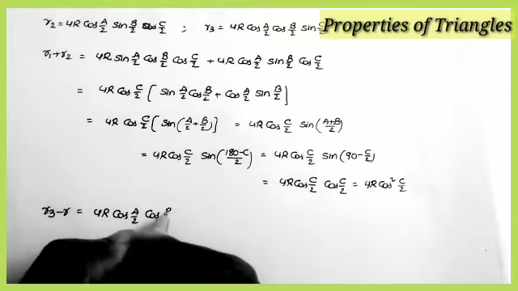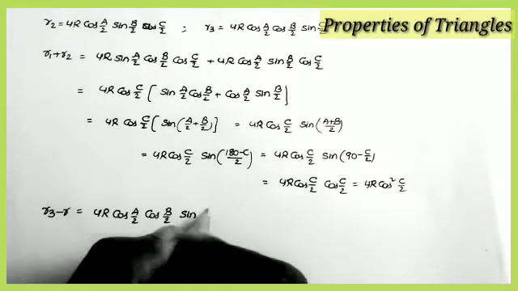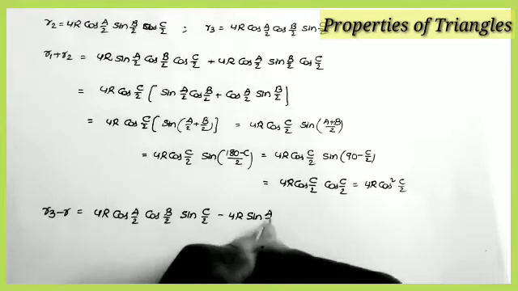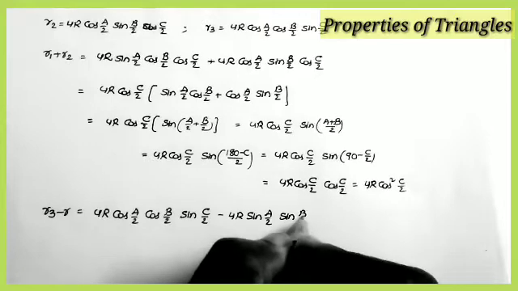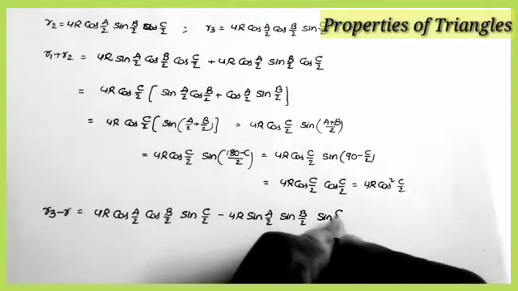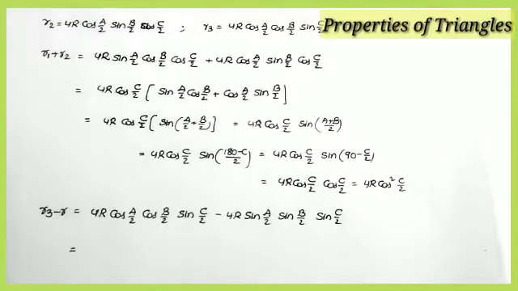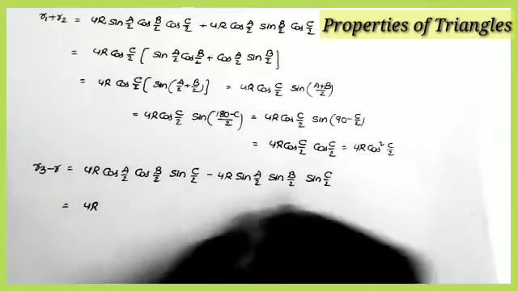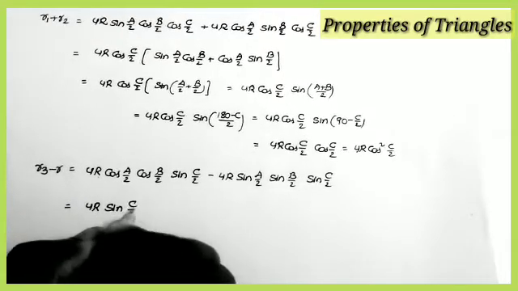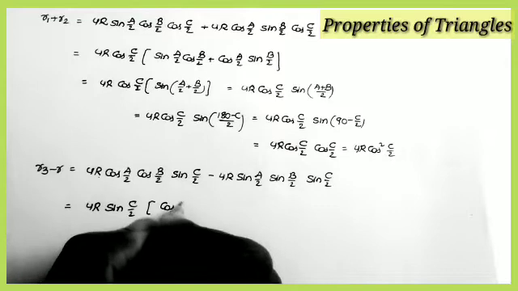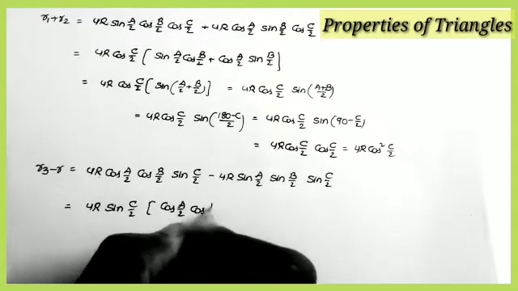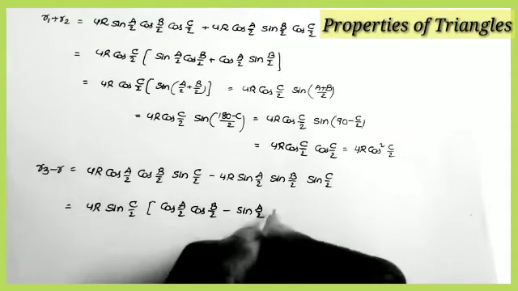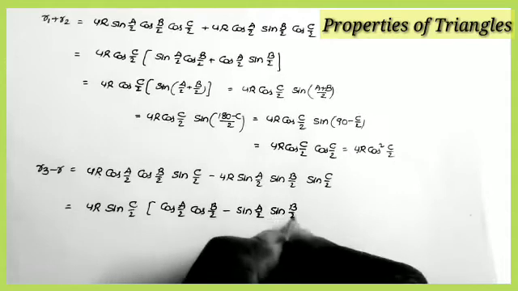Cos A by 2 cos B by 2 sin C by 2 minus, what is the R formula? 4R sin A by 2 sin B by 2 sin C by 2. Okay, now taking the common terms common. What are common here? 4R sin C by 2. So the remaining values are cos A by 2, cos B by 2, and here the remaining values are sin B by 2, sin C by 2.